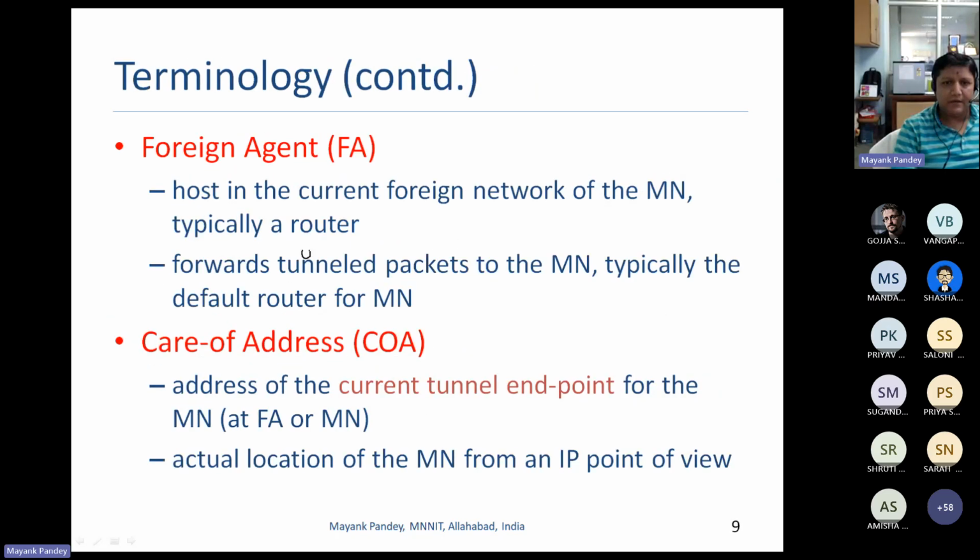Foreign agent, again, typically a router. This is a foreign agent, a router in a foreign network, the network in which the mobile node has arrived. And then there is another term known as care-of address: the address which is given to the mobile node for a while.